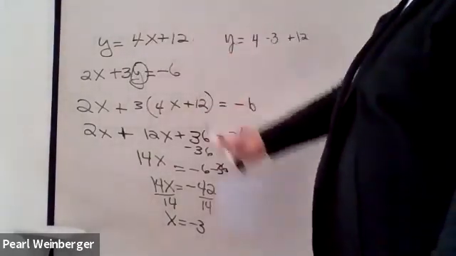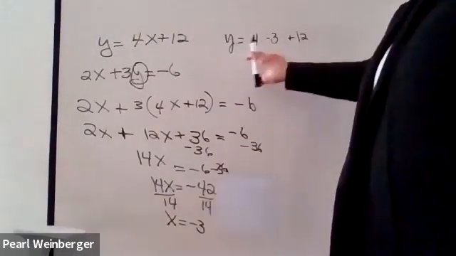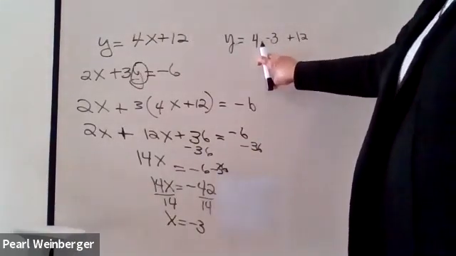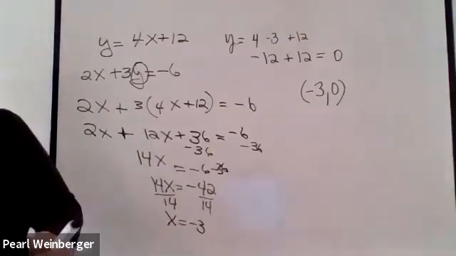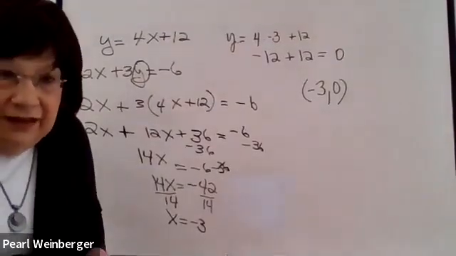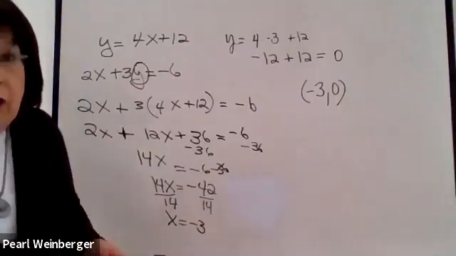In the first equation, we're taking that negative 3 and we're replacing the x with it. So 4 times negative 3 is negative 12, plus 12 is 0. Okay, so your answer is negative 3, comma 0. Did you get that same answer when you used the other method? Yes. So as you notice, it's good to have an alternate method.